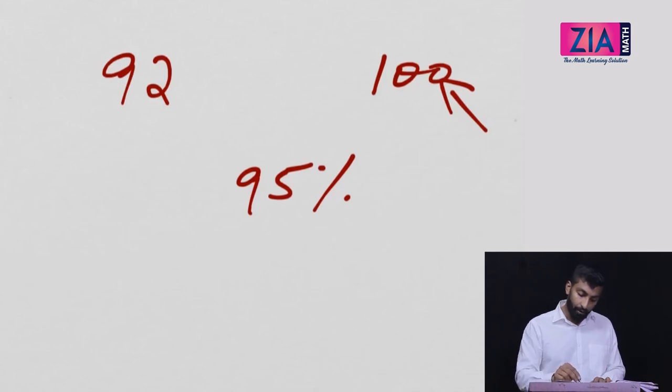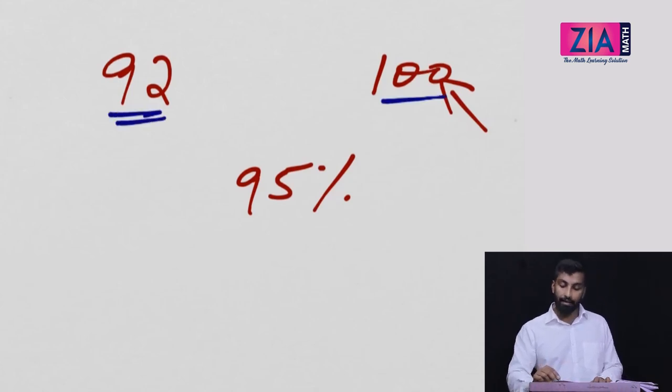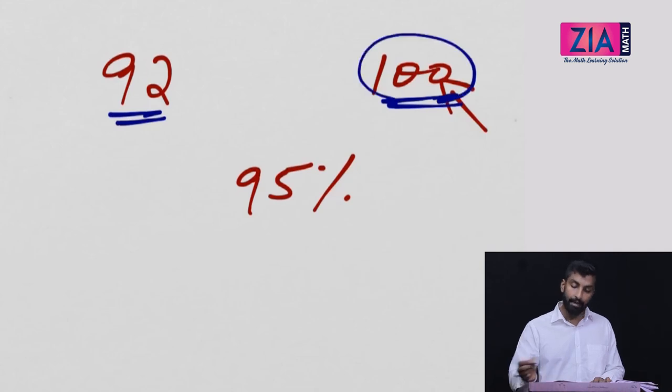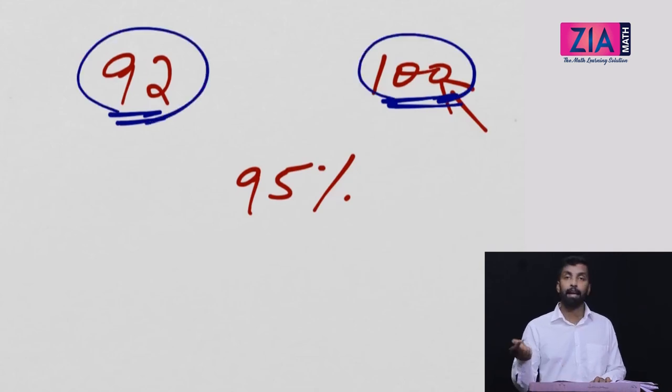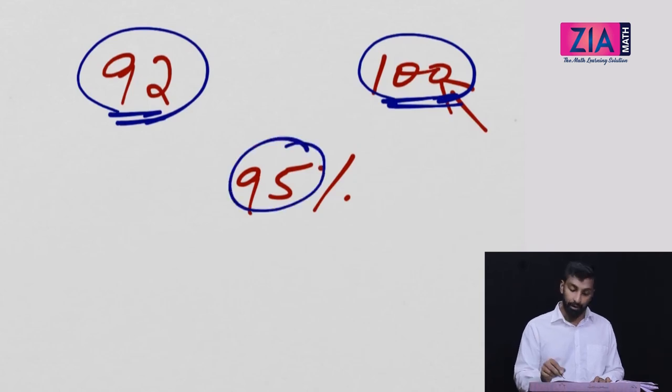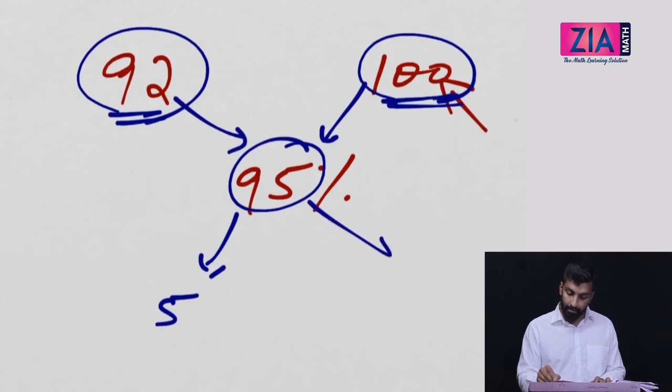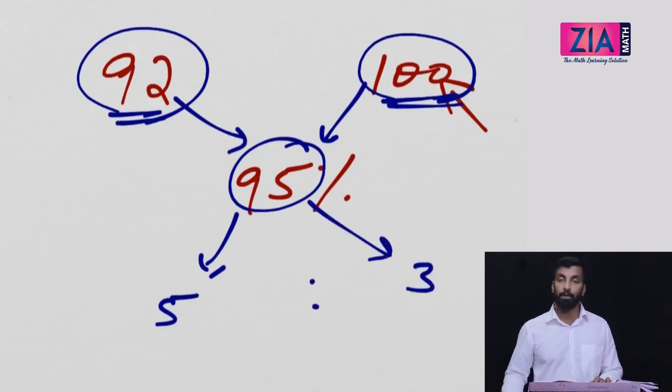You have one category of this and another is pure milk, right? So pure milk you will take as 100. This you will take as 8% water, which means 92% milk. You need to get 95% purity, right? So take this difference, you get 5 here, you take this difference, you get 3 here, so it has to be 5 is to 3.